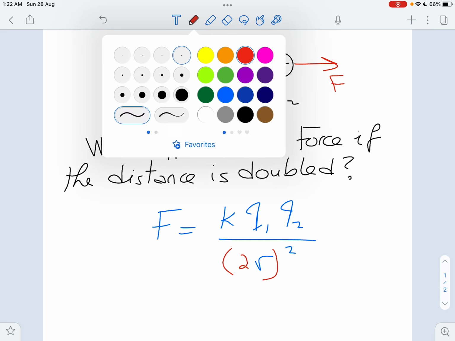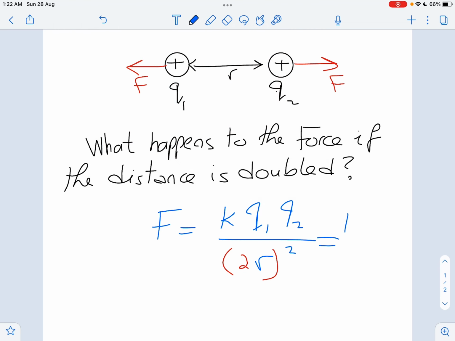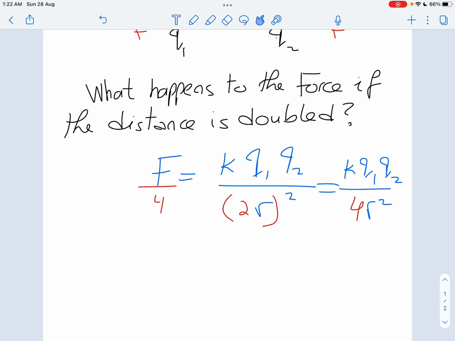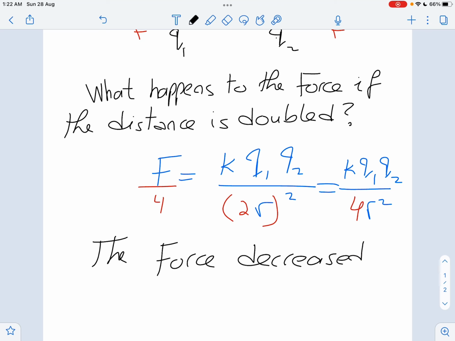So this becomes, I keep what I wrote in blue, K Q1 Q2 divided by R squared, and 2 to the power 2 becomes 4. So this means I should divide the left-hand side by 4 to keep the equality between the right and left-hand sides. So the conclusion is that the force decreased by a factor of 4.